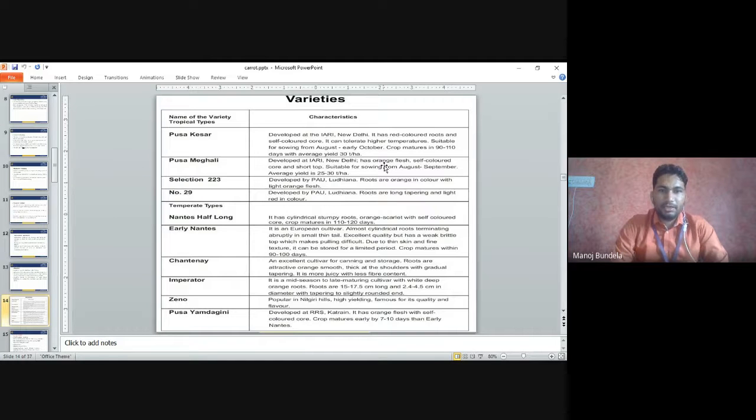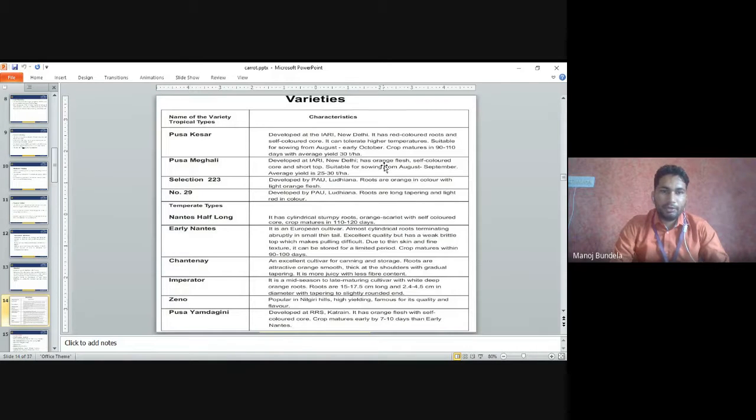Pusa Meghali is developed by IARI in New Delhi, has orange flesh, self colored core and short top. Suitable for sowing in August to September, and the average yield is 25 to 30 ton per hectare. Selection 2 to 3 is developed from PAU Ludhiana. The roots are orange in color with light orange flesh.